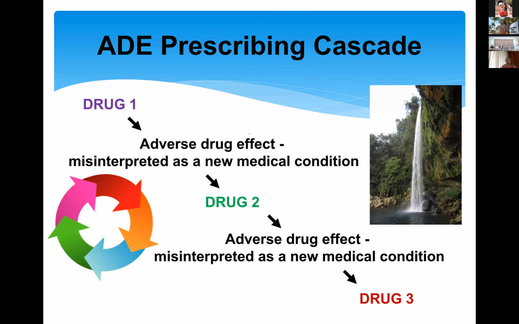This is a prescribing cascade that I don't like to see. You give the first drug, there's an adverse drug event. This is misinterpreted by the doctor as a new medical condition. So what do they do? They add another drug. You have another effect. Another drug gets added. You keep adding and adding and adding, and you get into this vicious cycle. My suggestion is, if you start a drug and you see an adverse drug effect, maybe cut back on the dose or maybe even stop taking the drug. Again, always do this with your physician's advice, but maybe that's the key rather than adding a new drug every time there's a new symptom.